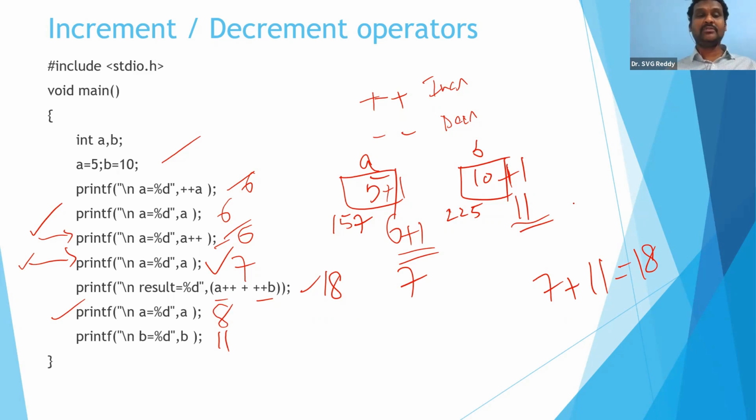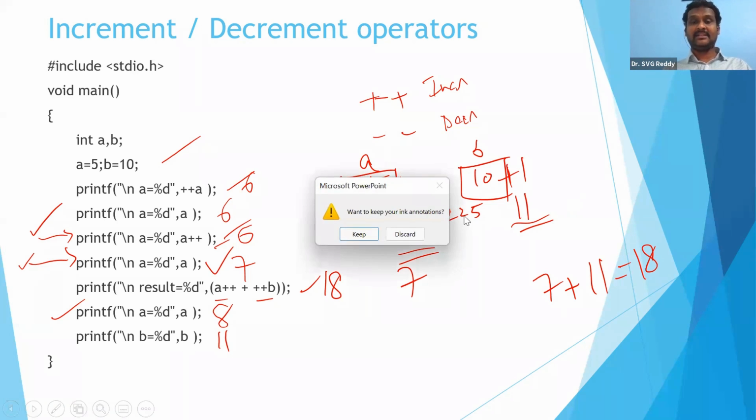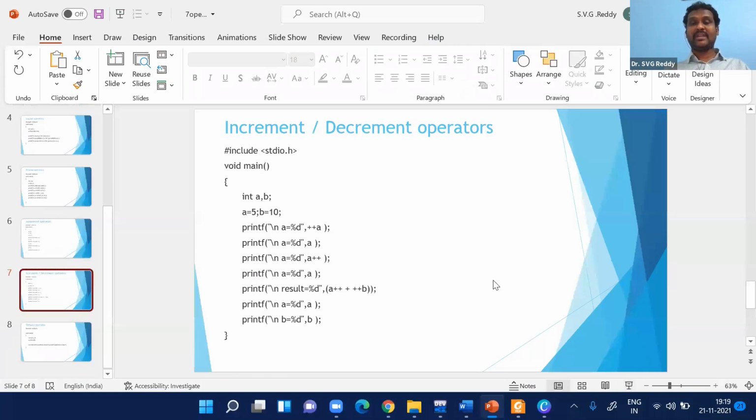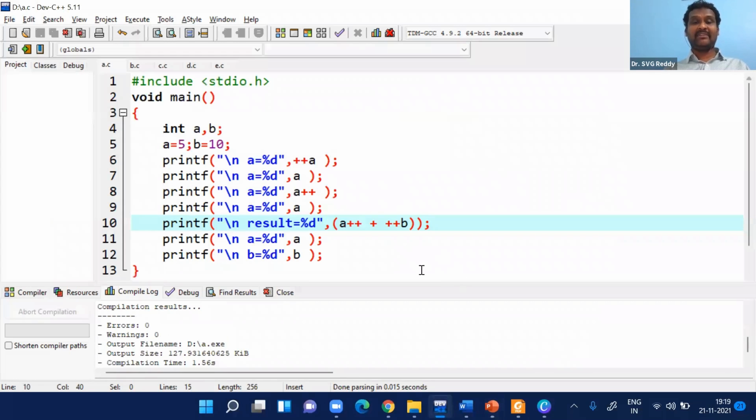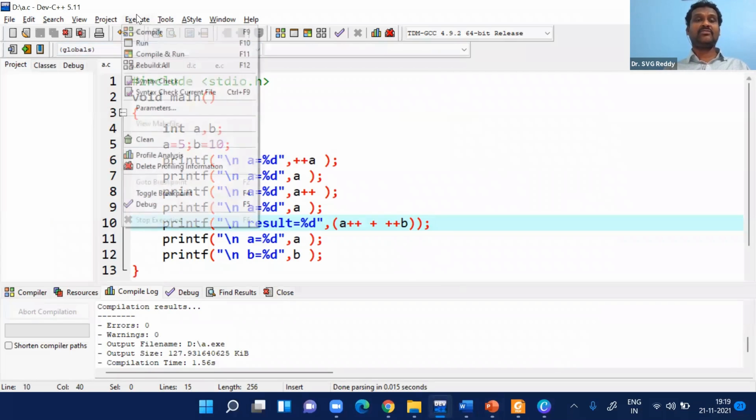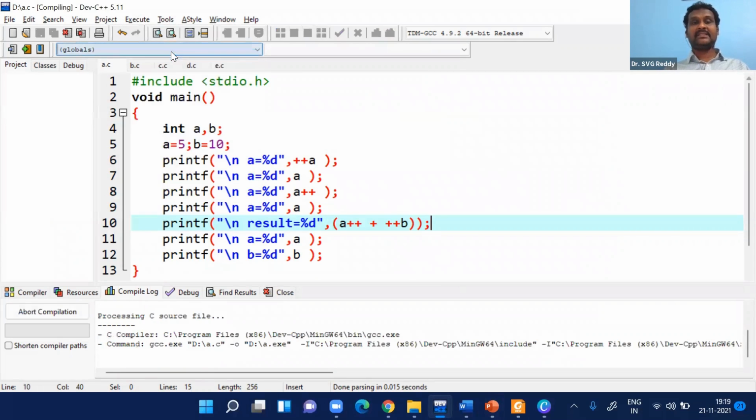Hope it is clear to all of you. So please practice yourself. I've tried to give the post and pre-increment operators with a small expression also. So yes, you need to practice and you need to execute also. So let's see the execution of this program. The same program I've written here. Let's not waste time, let's execute it.